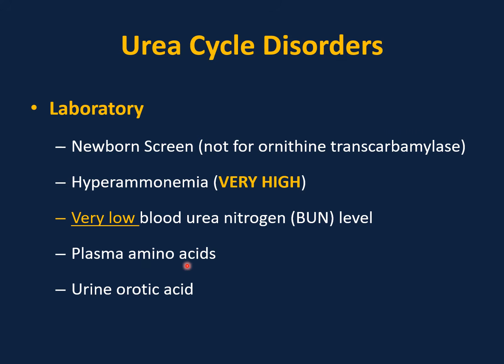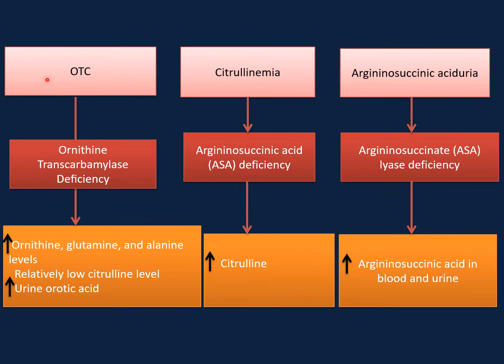Then you test the plasma amino acids for a specific elevation of certain amino acids, and you test the urine orotic acid. This needs to be specified if you are thinking about urea cycle disorders. It is important to remember again the common types of urea cycle disorders: OTC, citrullinemia, argininosuccinic aciduria. A specific lab for each disorder.